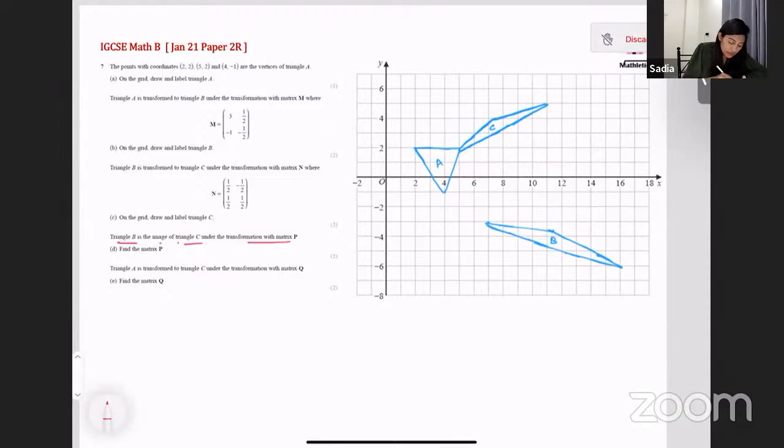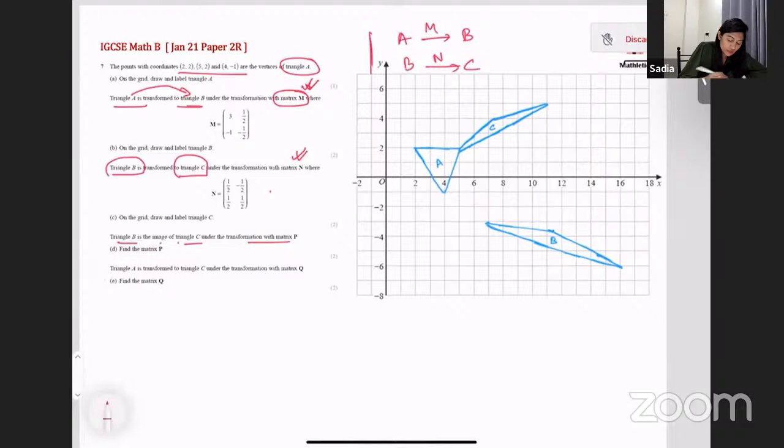আচ্ছা, একটা জিনিস দেখে রাখি, we have initially triangle A. A is transformed to B, A to B because of M. Then B to C because of N. Okay, so the situation is A to B and then B to C. Already এগুলো done. হ্যাঁ, এখন আমি এইখান থেকে দেখাচ্ছি। What is the matrix P?